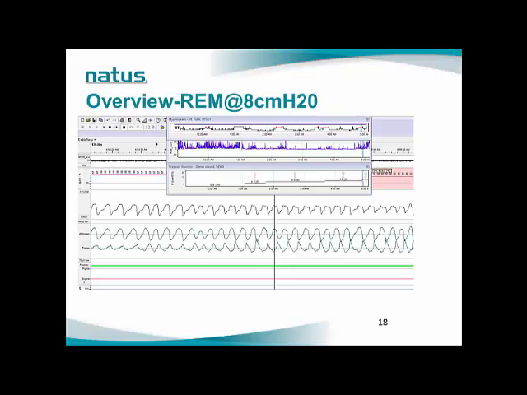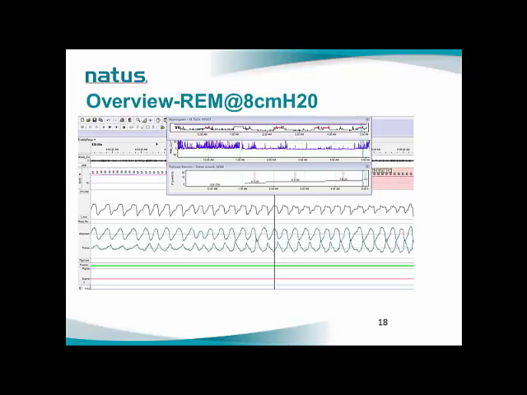In this slide, on the top, we have the hypnogram, an overview for the RMI trace, and pressure monitor. This is a split night study. The view shows that the RMI index during REM stage at CPAP 8 cm H2O is high, which indicates severe obstructive sleep apnea syndrome.